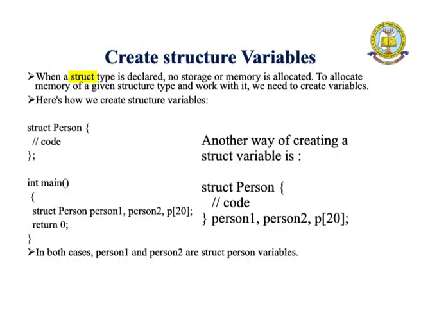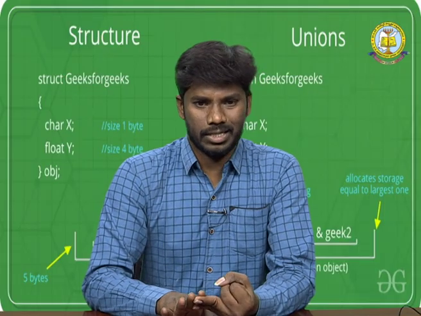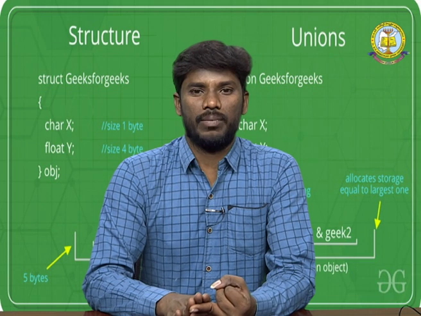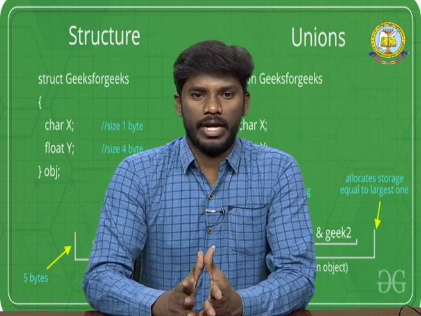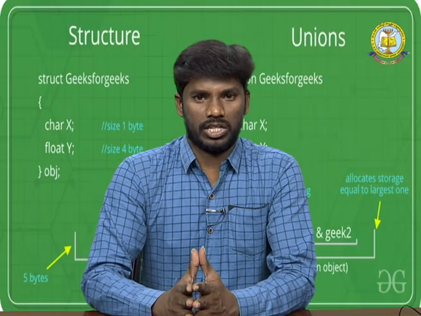So here I have created the structure variables along with the declaration: struct person, with some code inside, and after closing the curly brace I have given the structure variables person1, person2 and p[20], then a semicolon. This is how to create structure variables in two different ways. The first way is to create structure variables inside the main function, and the second way is to create them along with the declaration. These are the two possible ways in C to create structure variables.